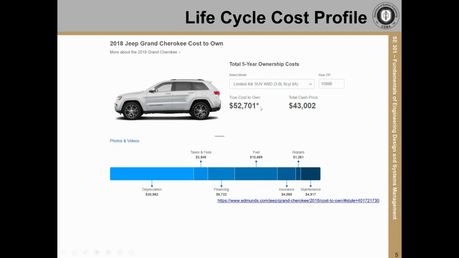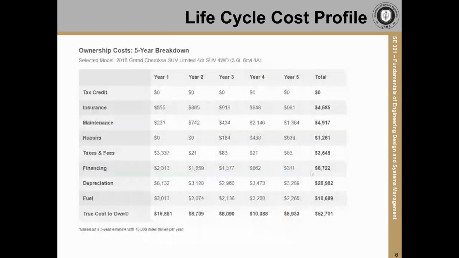Between the amount that it depreciates as well as the operation costs of the vehicle, that comes out to be $52,000. So the depreciation value is right around $21,000. Then you have taxes and fees, financing, fuel, insurance, repairs, and maintenance. Let's go forward a level and actually look at the year breakdown of that.